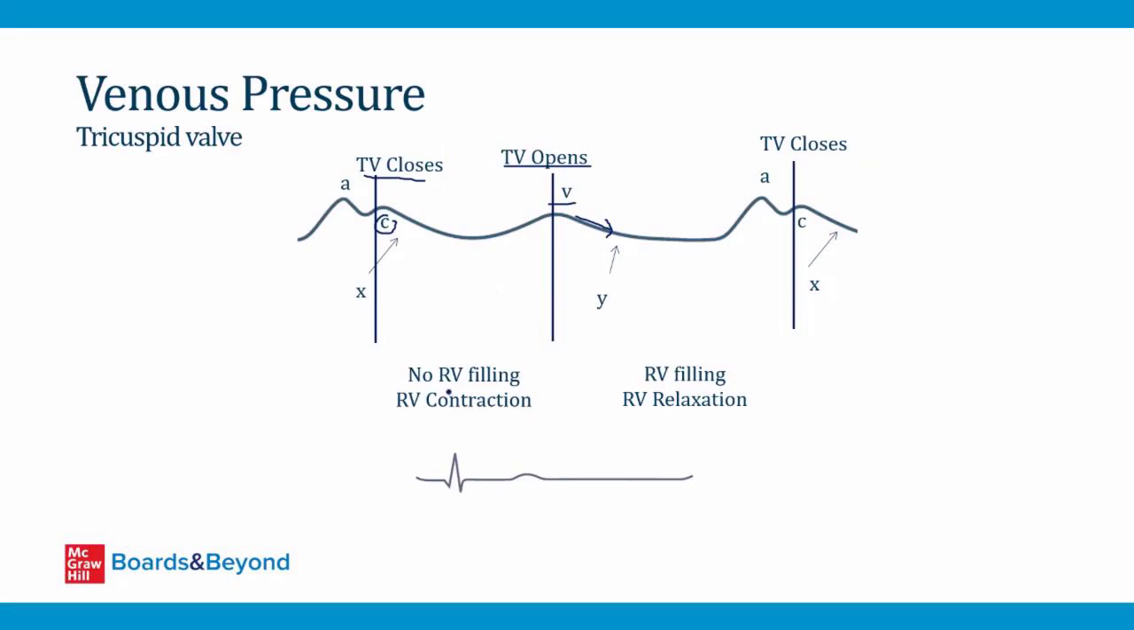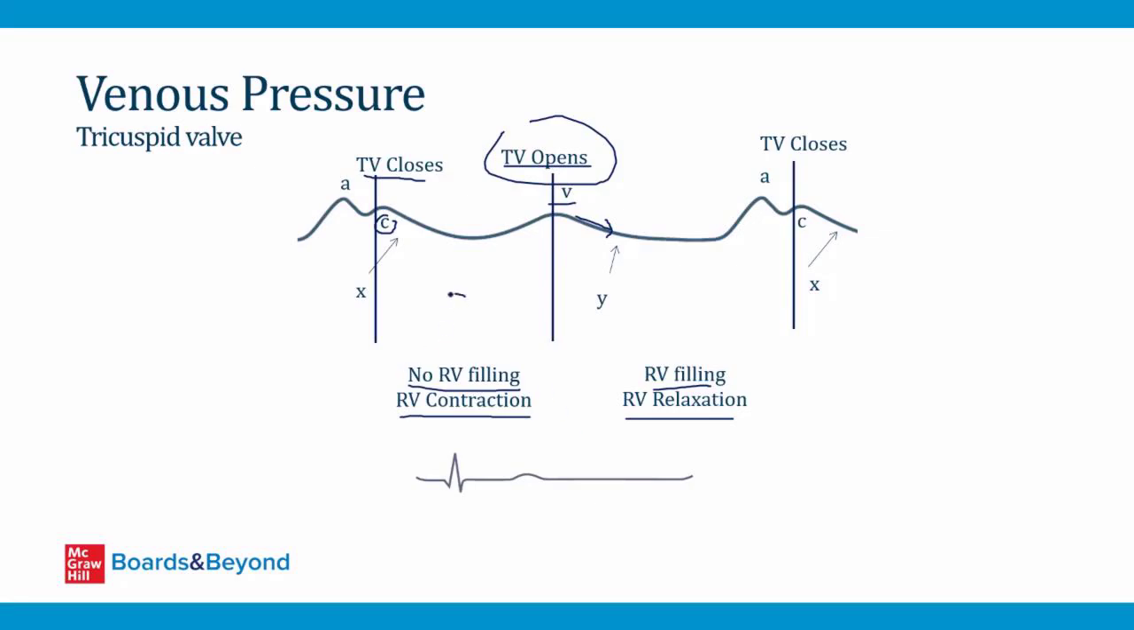Right after the tricuspid valve closes, there's no filling of the right ventricle. Obviously, the tricuspid valve is closed, and the right ventricle is starting to contract and push blood out into the body. Over here, after the tricuspid valve is open, now the right ventricle is filling, and we're in the right ventricular relaxation phase. I tell you this to let you know that you can correlate what's happening with the right atrium and the right ventricle from the findings on the venous pressure tracing.